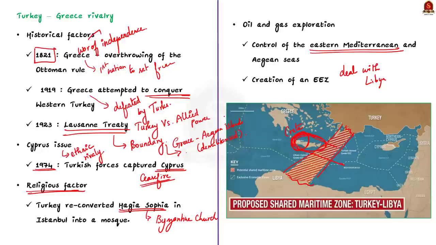And these are all some of the causes for rivalry between the two countries. One is territorial dispute, the other one is the Cyprus issue, the other one is the religious issue, and the final one is control of maritime territory. Now that's all for this discussion. With these points in mind, let us move on to the next article discussion.